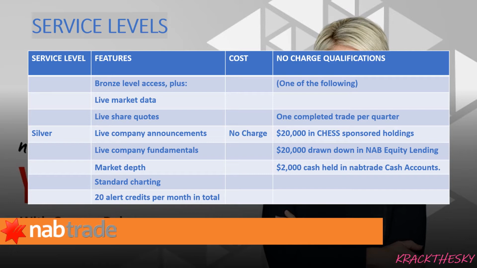Your silver service level, obviously you get everything that's included in the bronze package. With silver you get your live market data, live share quotes, live company announcements, live company fundamentals, market depth, standard charting, and you get 20 alerts per month in total. So that's no charge as long as you meet the qualifying conditions. One completed trade per quarter, which is pretty much nothing. Or you've got 20 grand of investments in your CHESS account. You've got 20,000 drawn down on your equity lending, or you've got $2,000 cash held in your NAB cash accounts, which isn't too onerous either. So most people have got silver level or higher.